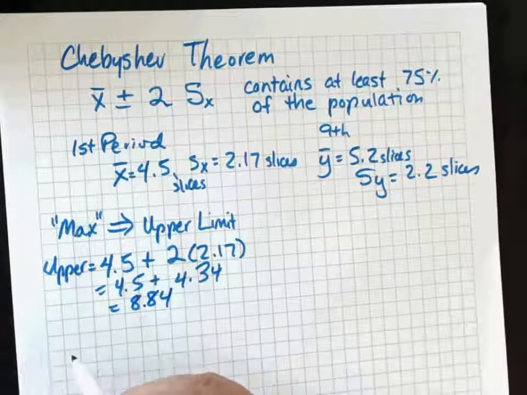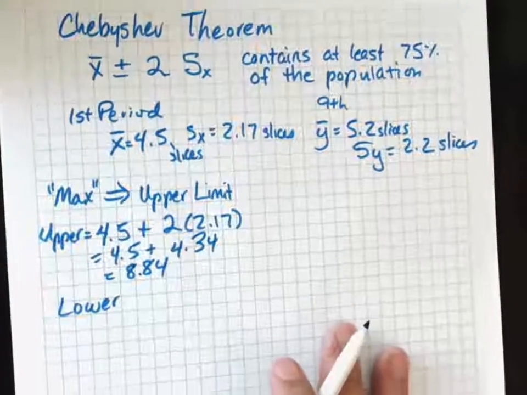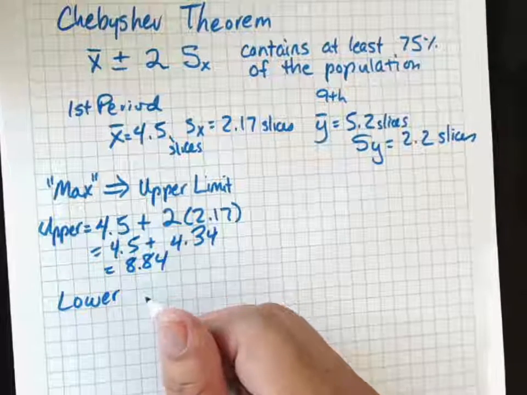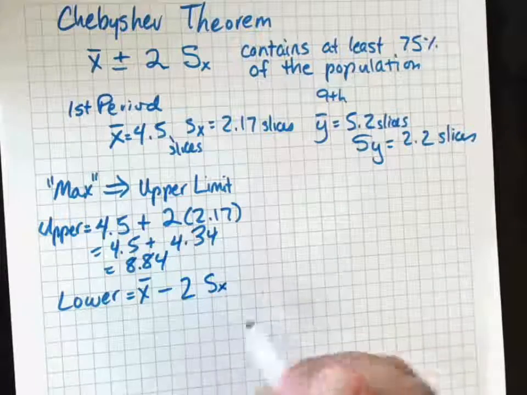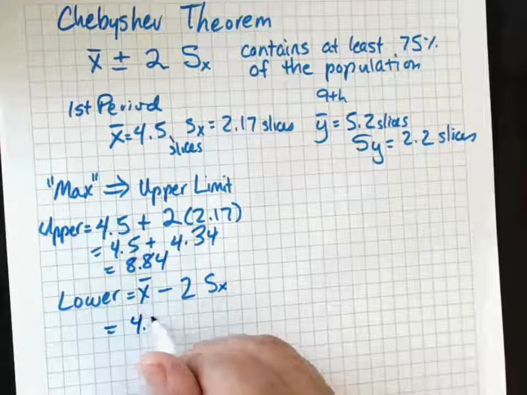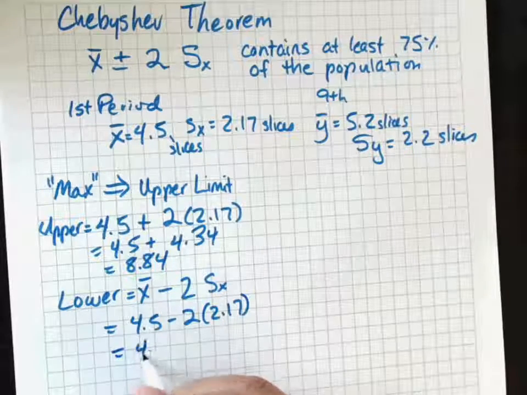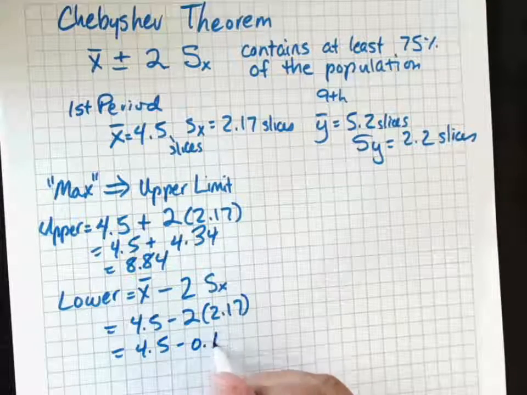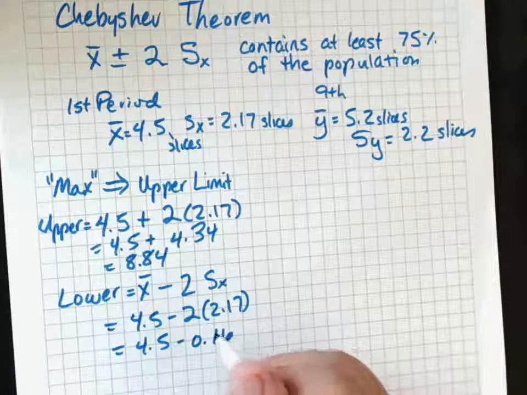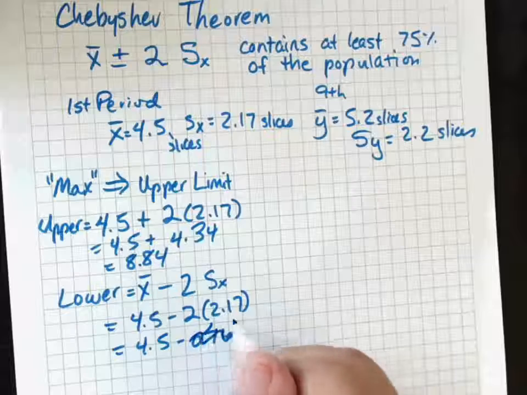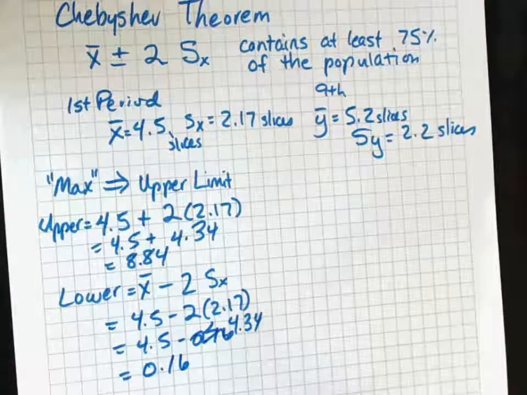My lower, what do you think I should do? Add or subtract? Hopefully, you said subtract. So it's x bar minus 2 standard deviations. In this case, it's going to be 4.5 minus 2 times 2.17, so 4.5 minus 4.34. I got distracted by the answer. My answer is 0.16.